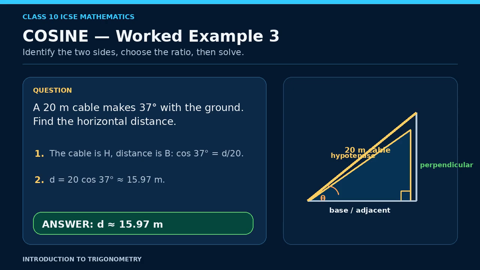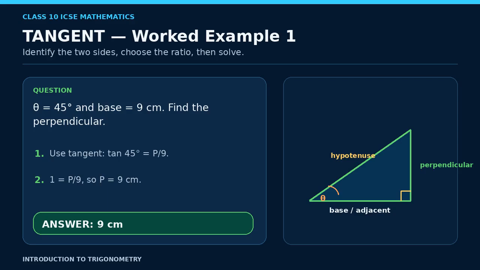Hence, distance equals 20 multiplied by cosine 37 degrees. The result is approximately 15.97 meters. Answer: approximately 15.97 meters. Again, the adjacent distance is less than the hypotenuse, so the answer passes a quick reasonableness check. In a right-angled triangle, theta is 45 degrees and the base is 9 centimeters.